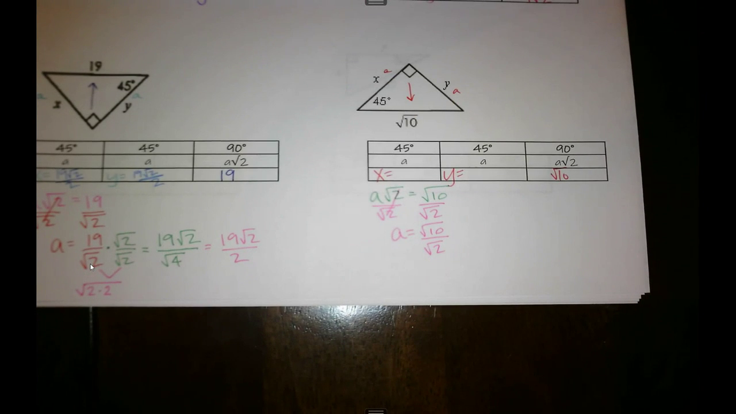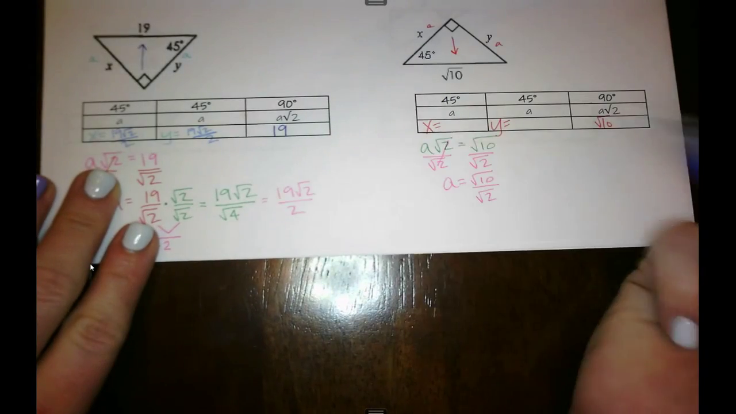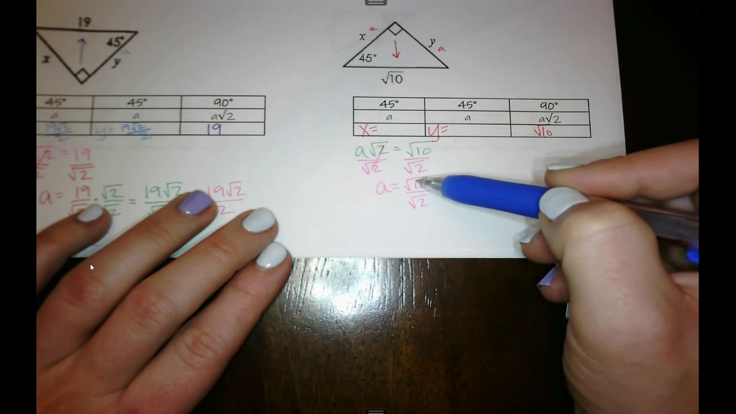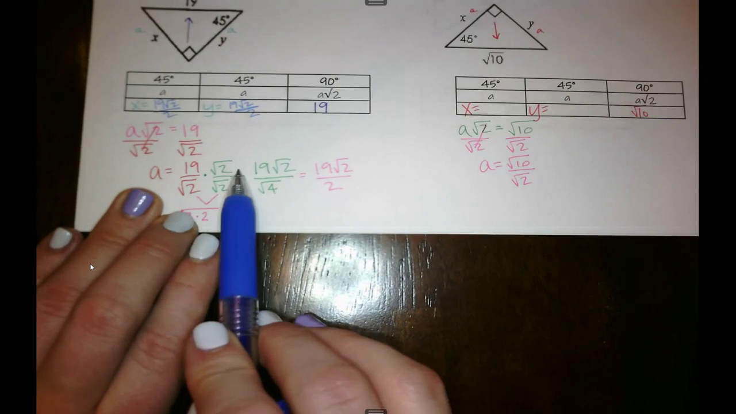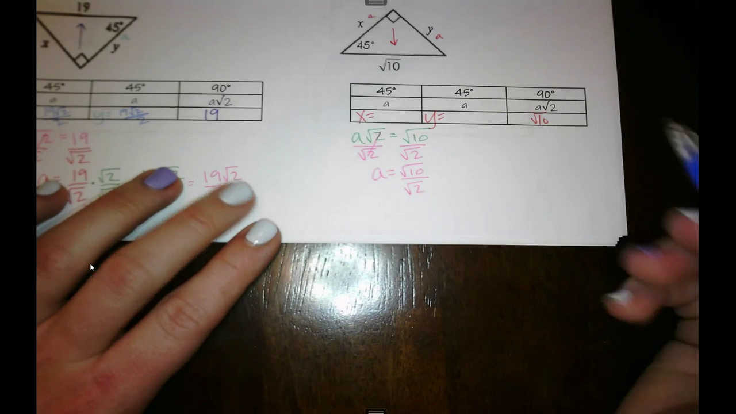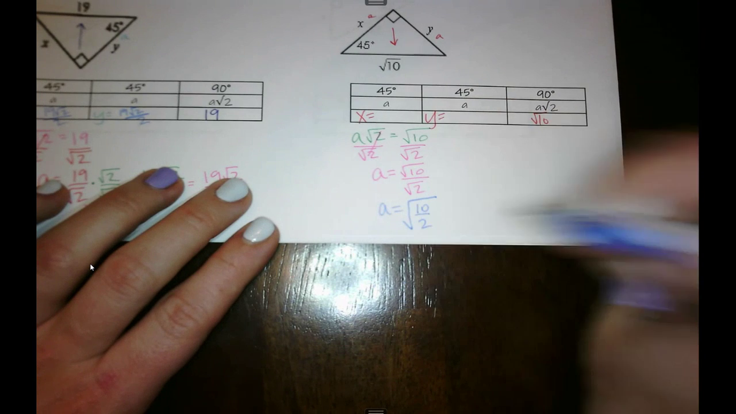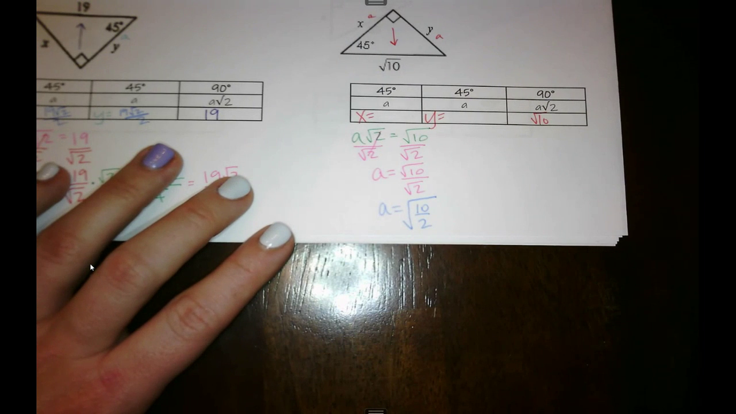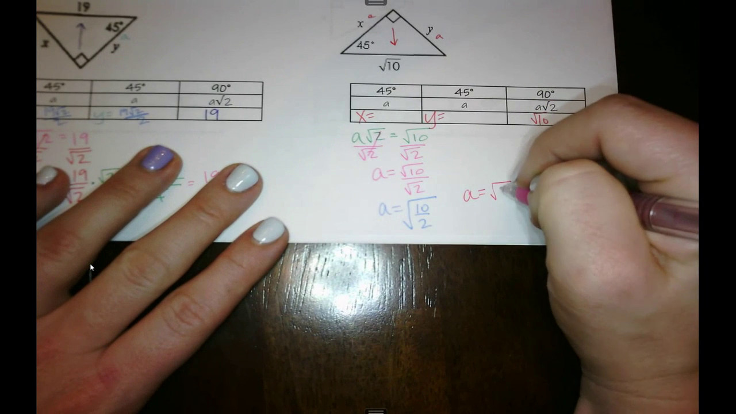All right. So here's a shortcut from this one. Instead of multiplying by the square root of 2 over the square root of 2, if I have only a square root on top and only a square root on bottom, so see this one I didn't because I had that 19 on top, but if it's just a square root, then really this is A equals the square root of 10 divided by 2. What is 10 divided by 2? 10 divided by 2 is 5. So A equals square root of 5.